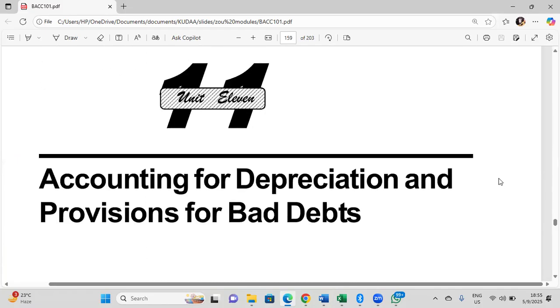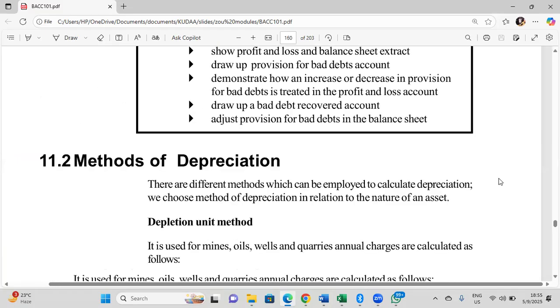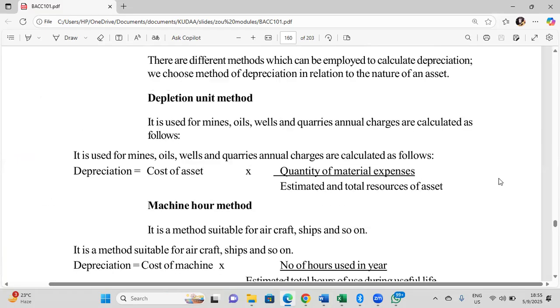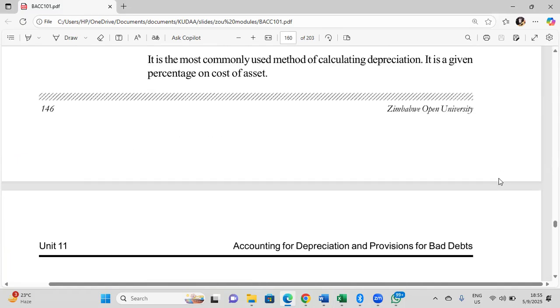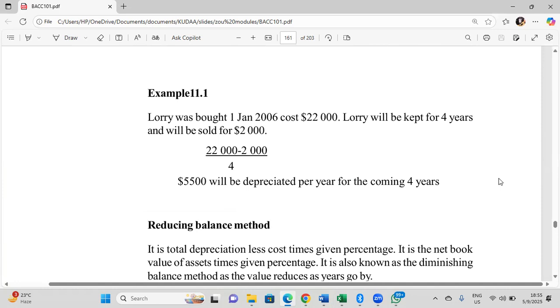Okay, so accounting for depreciation, we're here. Example one: a lorry was bought. This is now a module. A lorry was bought and will be kept for 4 years and sold for 2,000. So this is the straight line method. For the straight line method, we're just taking the cost.